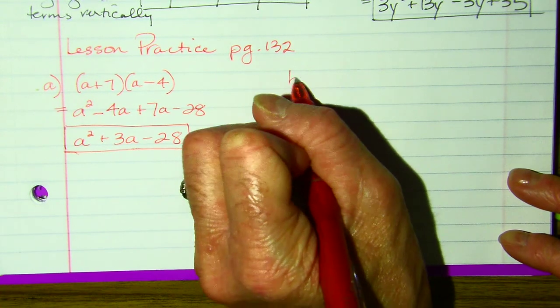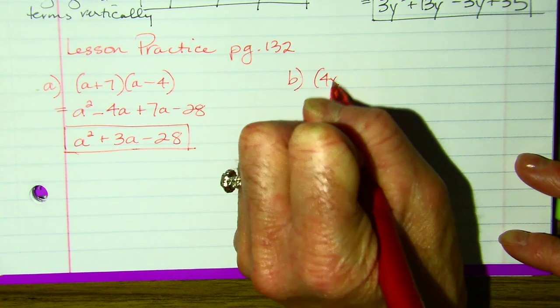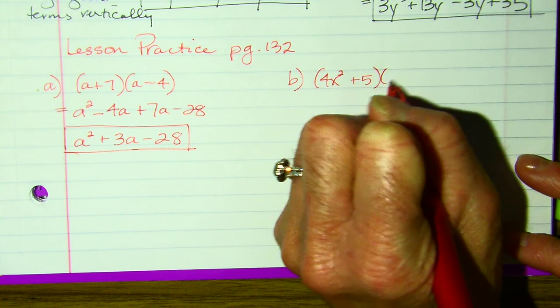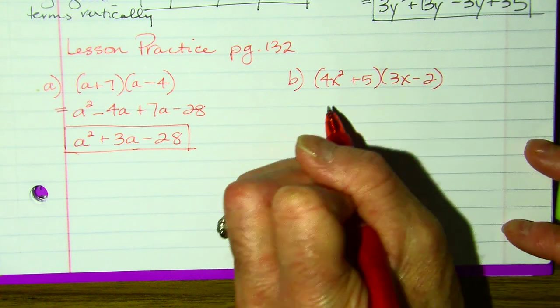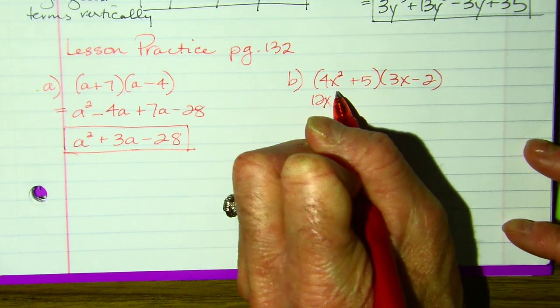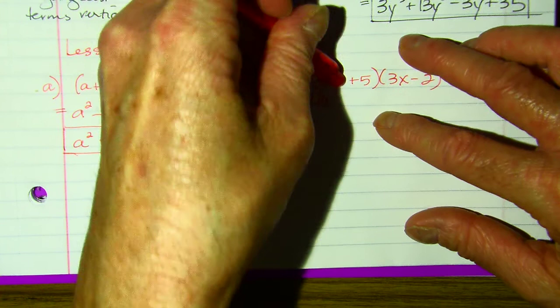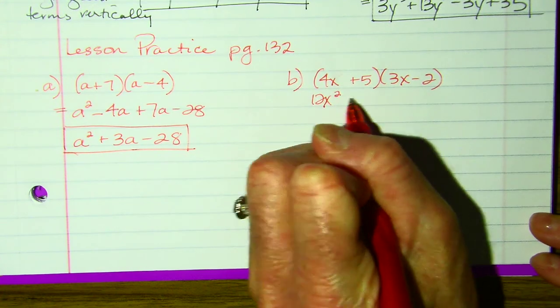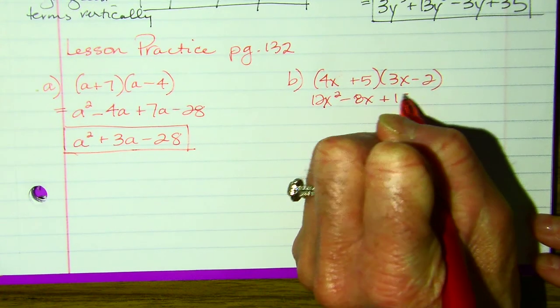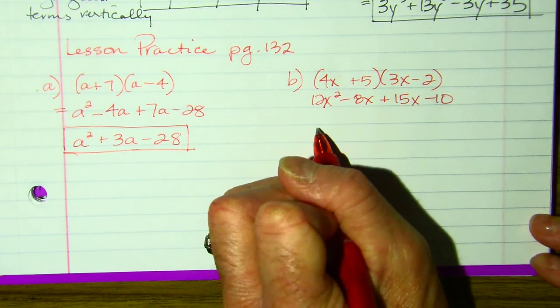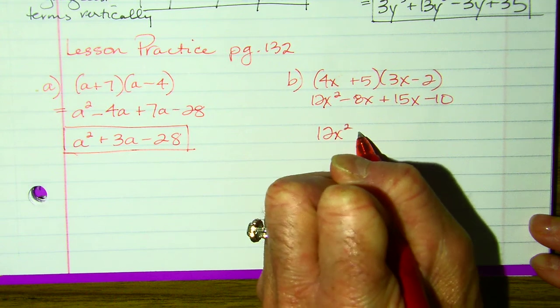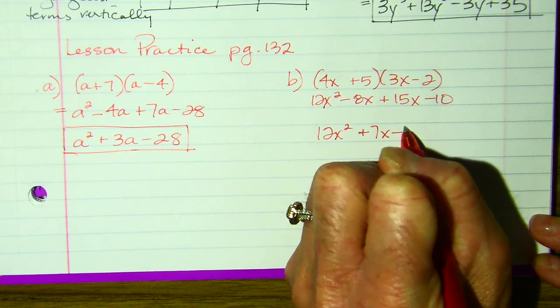Part B asks us to multiply 4x plus 5 and 3x minus 2. So if you distribute, I got 12x. Whoops, sorry, there's no squared there. 12x squared minus 8x plus 15x minus 10. So my answer is 12x squared plus 7x minus 10.